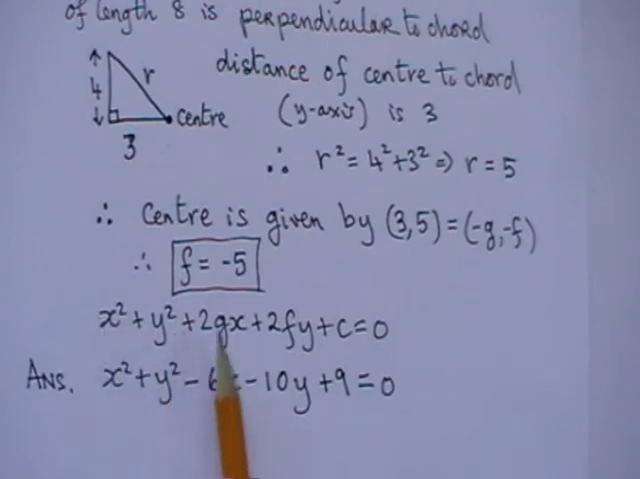So the circle x squared plus y squared plus 2gx plus 2fy plus c equals 0 gives us x squared plus y squared minus 6x, because g was minus 3, minus 10y, because f is minus 5, plus c, which we found out was 9, equals 0.